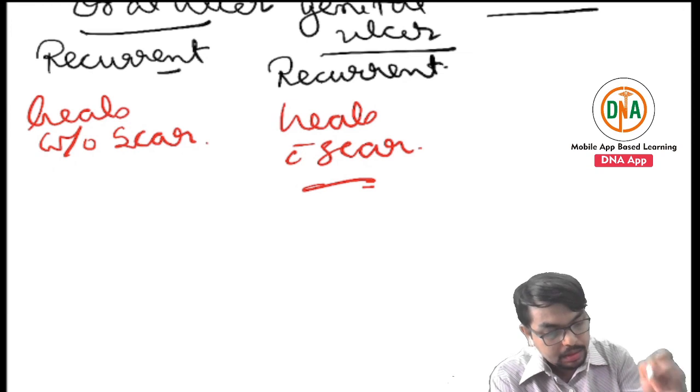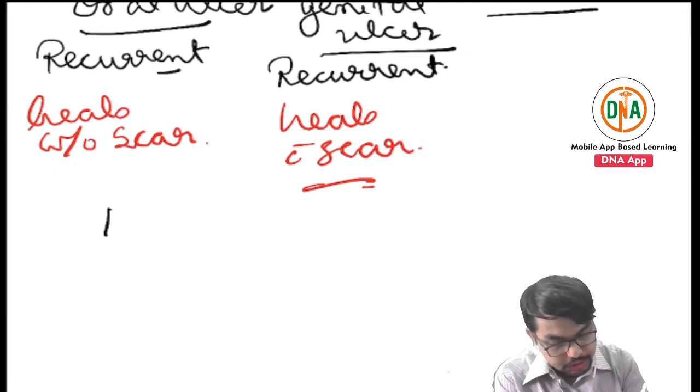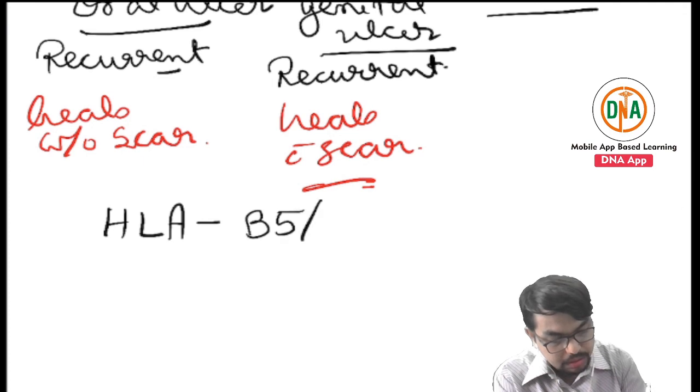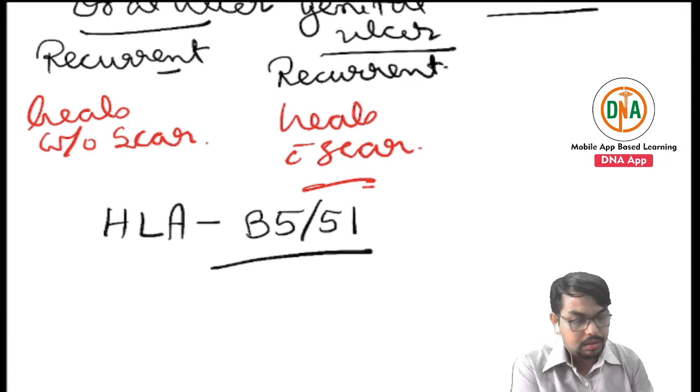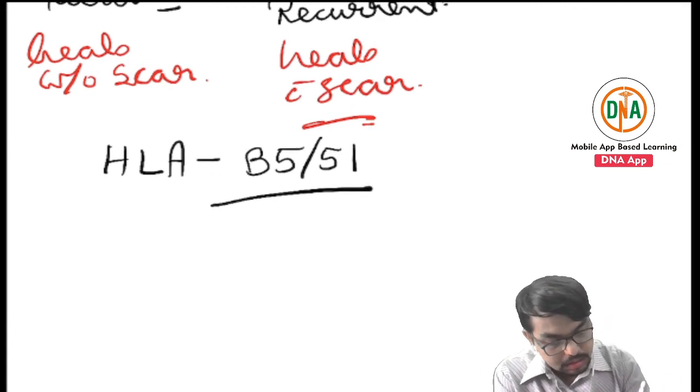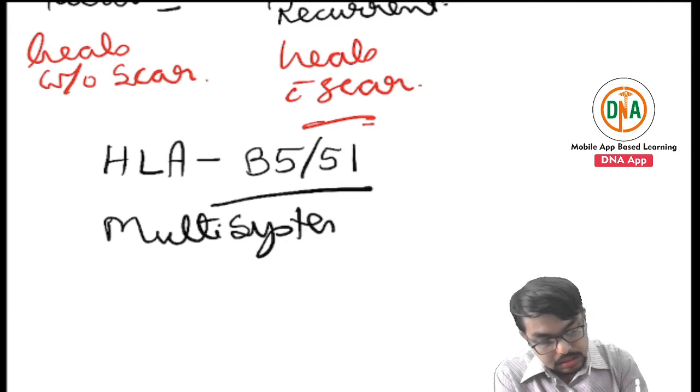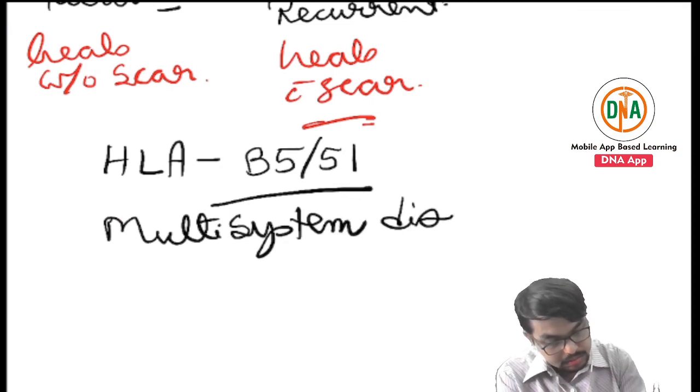Now, there is a strong HLA association. HLA B5 and B51 are associated with Behçet disease. This is a multi-system disease.